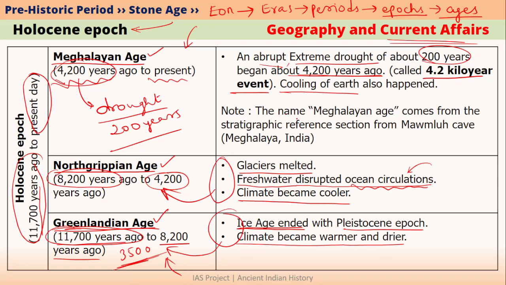The next fact is related to Meghalaya because the name Meghalayan comes actually from a cave in Meghalaya. The name of the cave was Mawmluh Cave, and in this cave scientists found a reference point which clearly records the start of Meghalayan Age. So this is about Meghalayan Age.